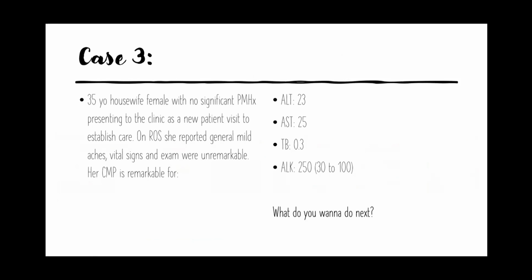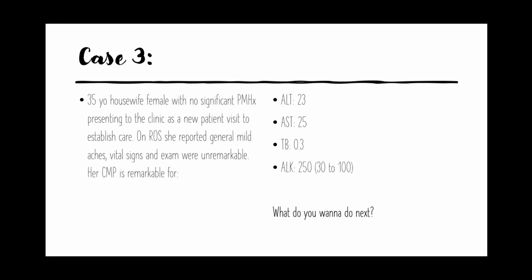Yeah, of course. So a 35-year-old housewife, female, with no significant past medical history, presenting to the clinic as a new patient visit to establish care. On review of systems, she reported general mild ache. Vital signs and exam were unremarkable. Her CMP is remarkable for ALT of 23, AST of 25, total bilirubin 0.3, and ALP of 250. So I think in this case, the ALP is the positive finding.